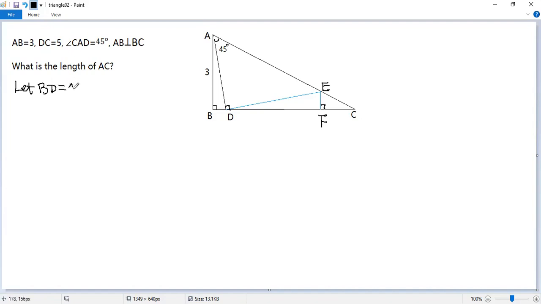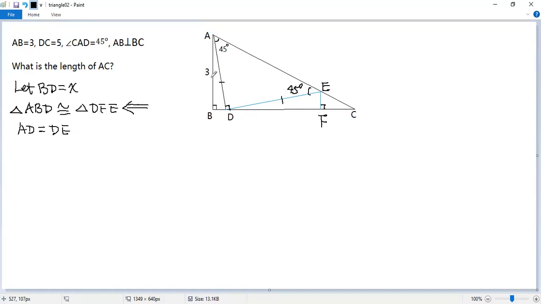So we set BD equals x. Just by intuition, you know triangle ABD and triangle DFE should be congruent. So write down: triangle ABD and triangle DFE should be congruent. The reasons are as follows. First, we know this is a 45 degree angle and a right angle, so the other angle is also 45 degrees. That means triangle ADE is an isosceles right triangle. So AD equals DE.